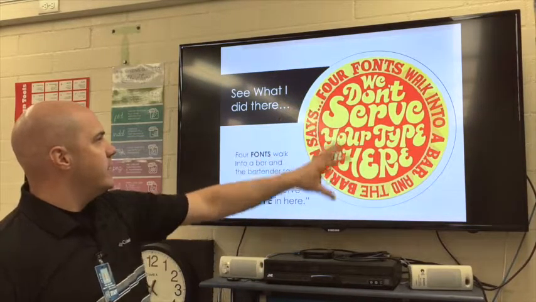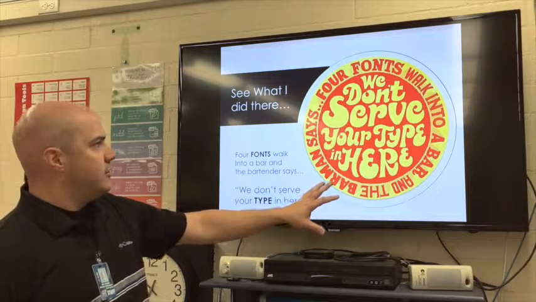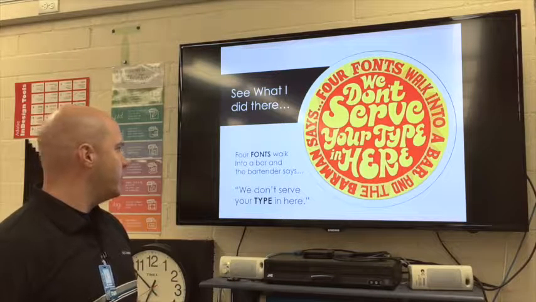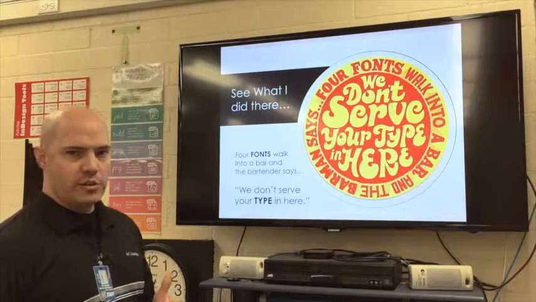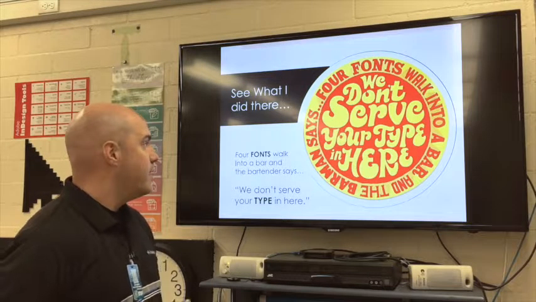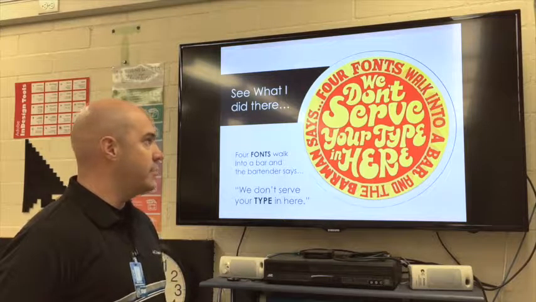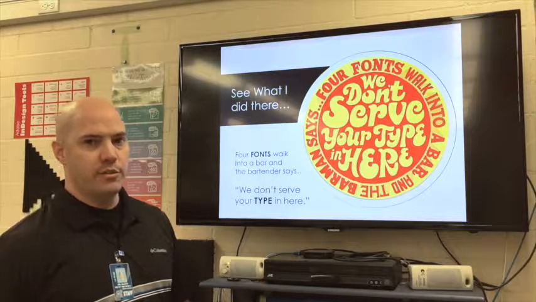So in this here, we've got a nice seal created out of words, and it says, four fonts walk into a bar, and the bartender says, "We don't serve your type in here." I like that one because it's a double meaning for type. It's talking about type as typography, not type of person.